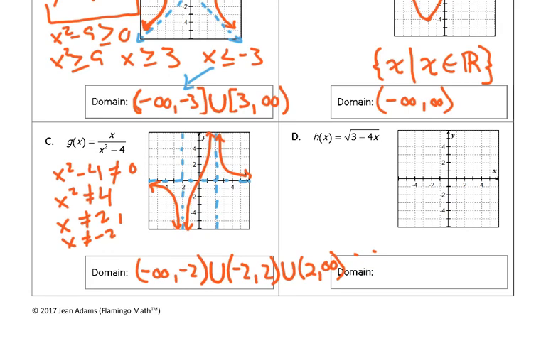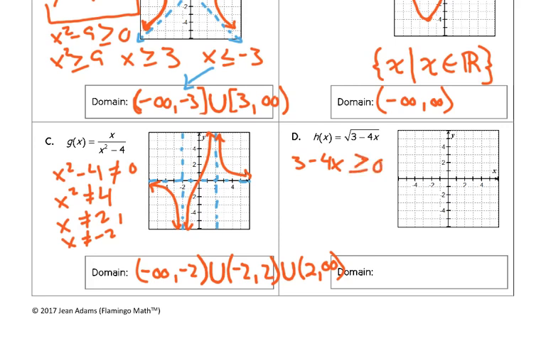And then finally, part D, we have a square root, right? So we want to find the domain. We have a square root which has special rules. We cannot do the square root of a negative number, right? So I know that 3 minus 4x has to be greater than or equal to 0.